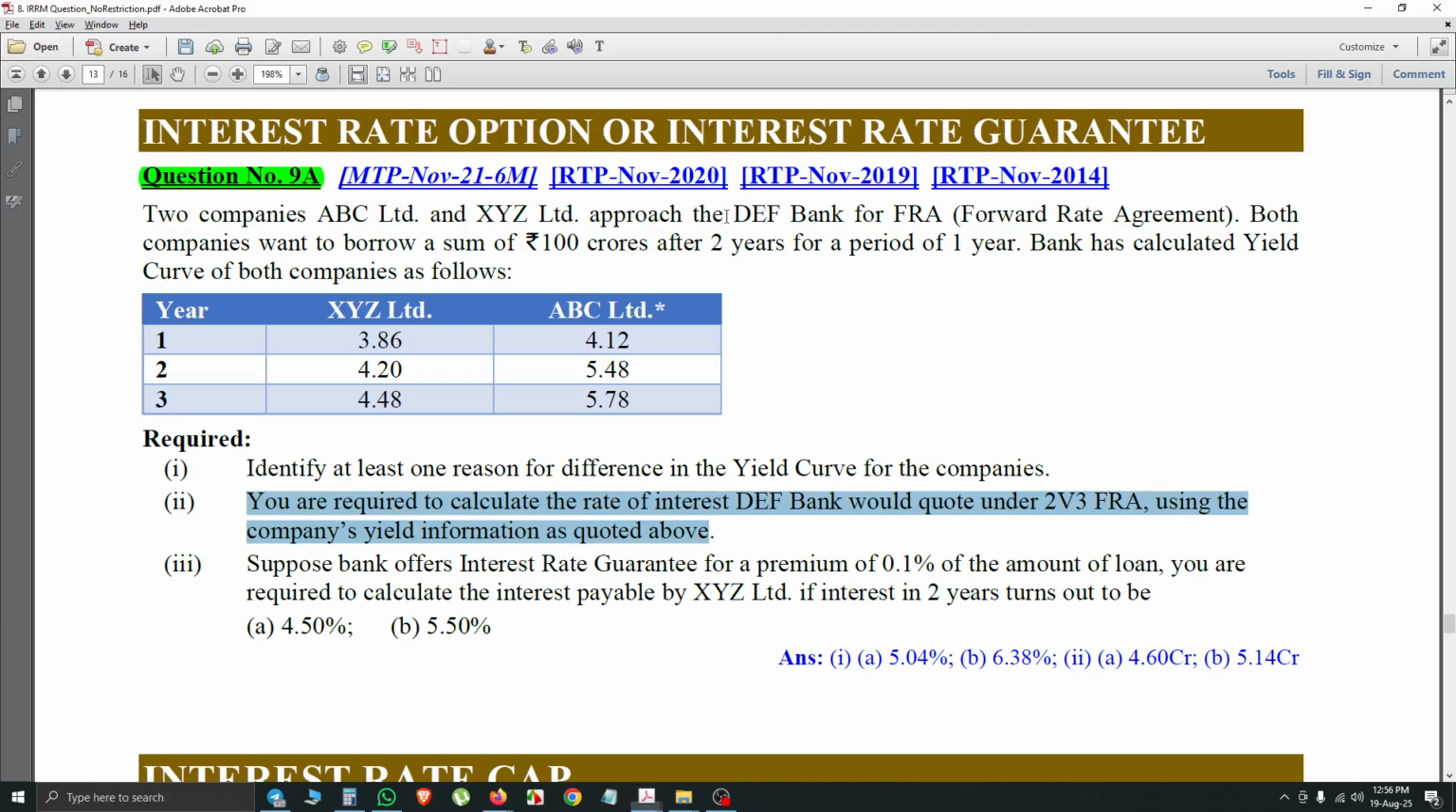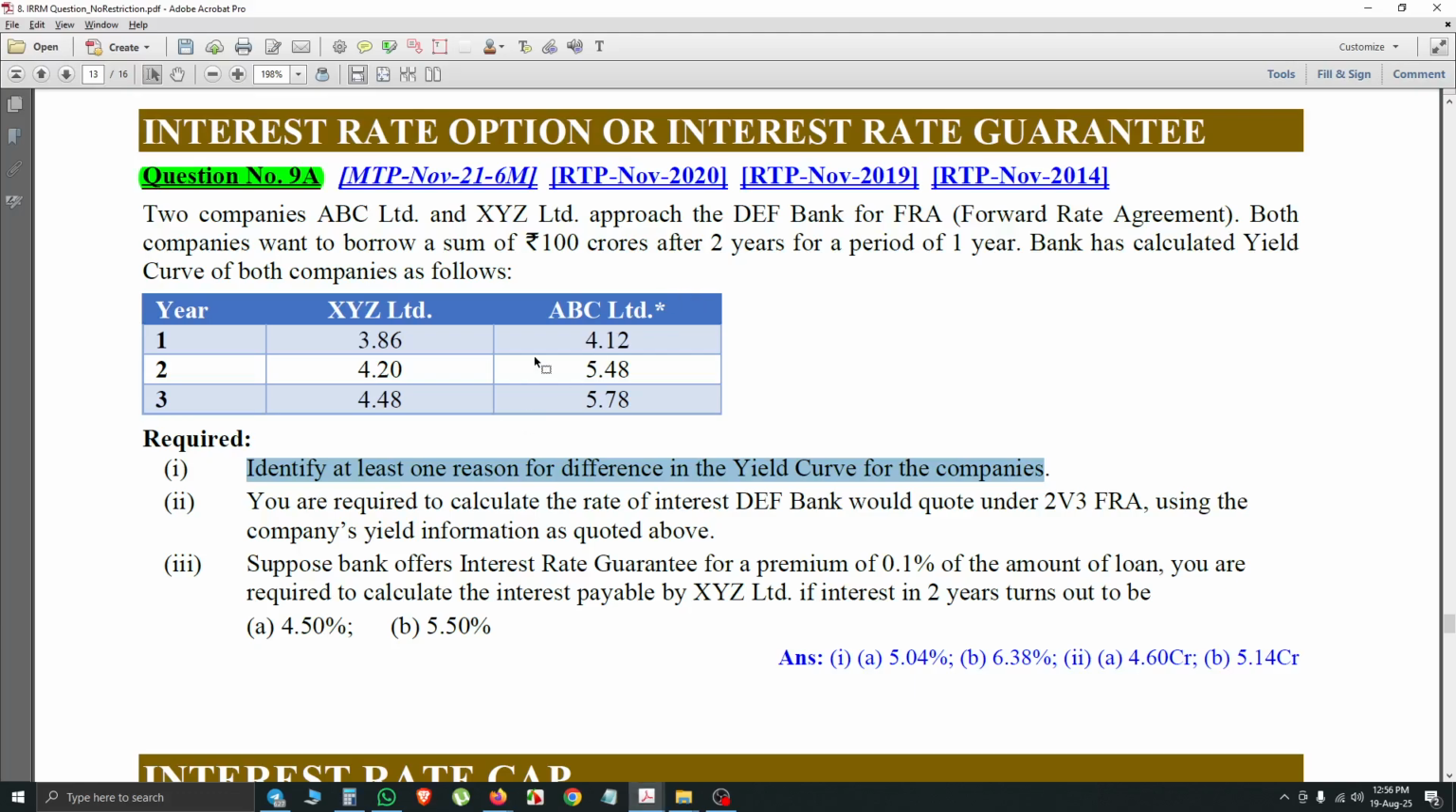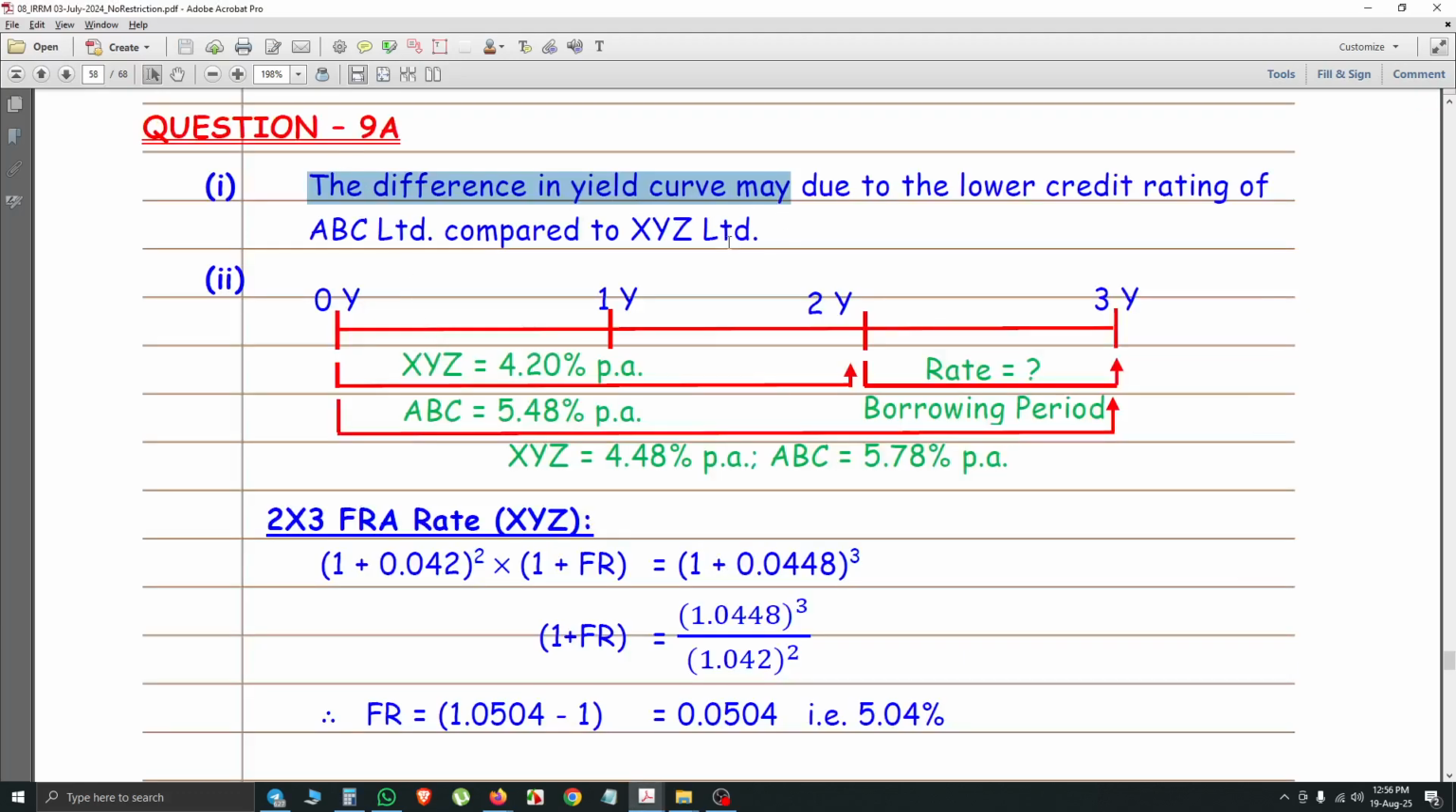Difference in yield curve. First requirement is to identify at least one reason for the difference in yield curve for both the companies. The difference in yield curve may be due to the lower credit rating of ABC compared to XYZ. So ABC has higher rate of interest and XYZ has lower rate of interest. So the difference in yield curve may be due to the lower credit rating of ABC Limited compared to XYZ Limited.